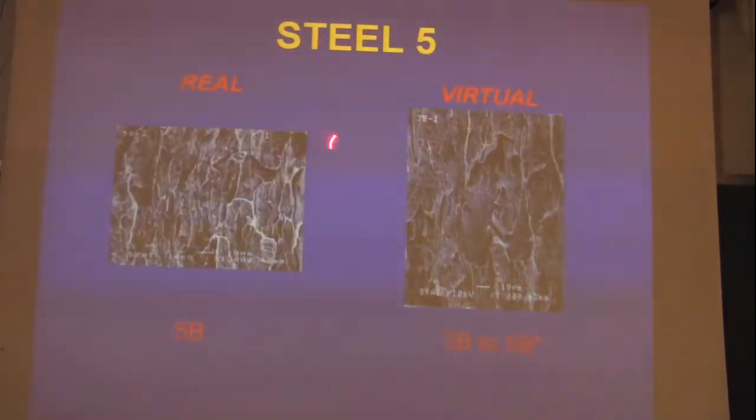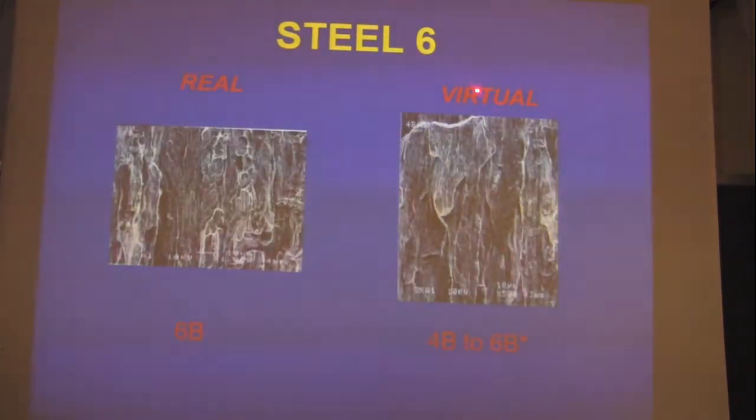The same procedure from steel 3 to obtain the virtual fractal graph of steel 5. This is the real one, and more or less not very different. It's a question, a psychological question. For me they are really similar, but it's not so clear. Virtual fractal graph from 3B to 5B. And the same for steel 6, the real 6B, and virtual fractal graph from 4B to 6B, by virtual cold drawing of the 6B.